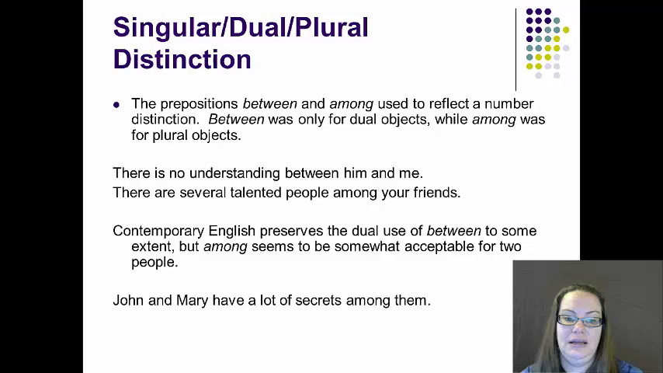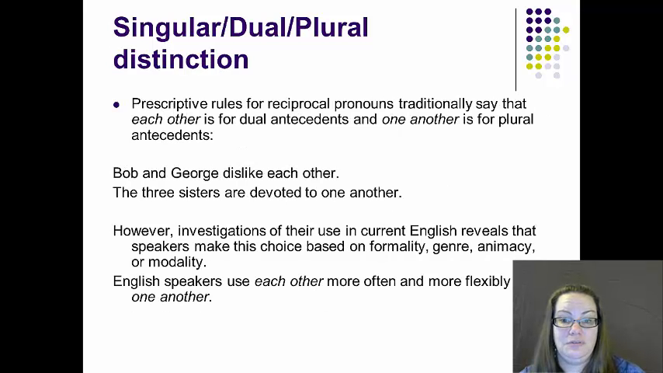And then the second one, there are several talented people among your friends. So between is used when we're talking about 2 people, among is used when we're talking about more than 2 people. Contemporary English preserves the dual use of between to some extent, but among seems to be acceptable for either place. Okay? John and Mary have a lot of secrets among them. So even though we only have 2 people there, it seems like among is acceptable there, even though according to prescriptive rules, it's not.